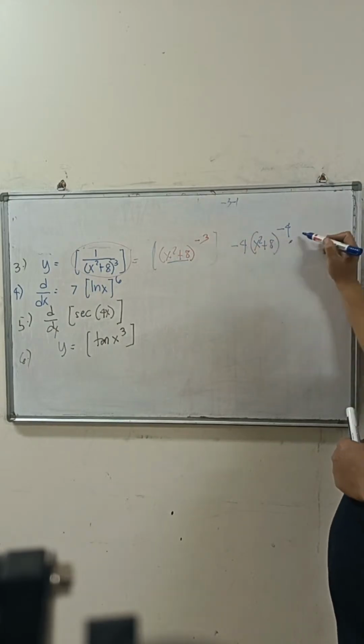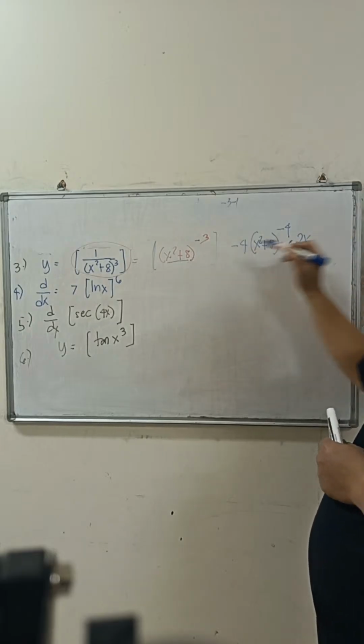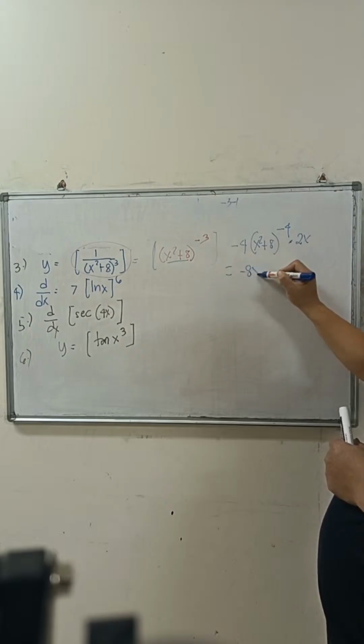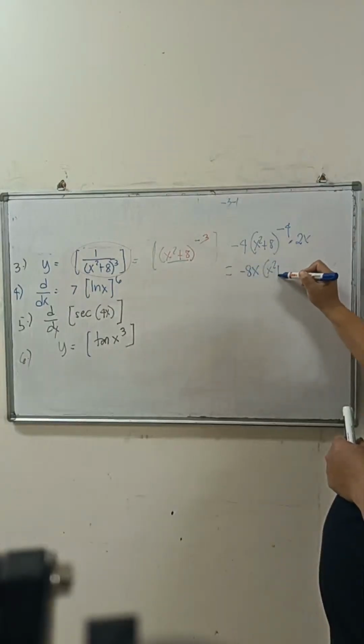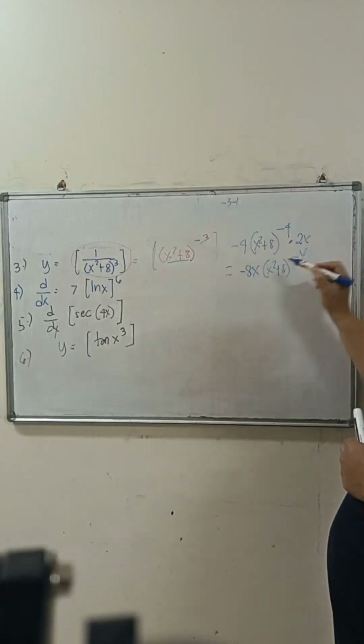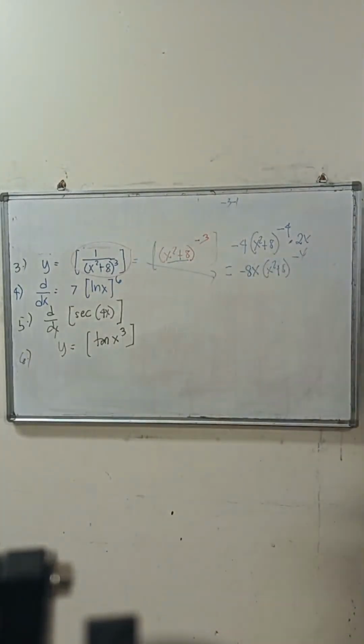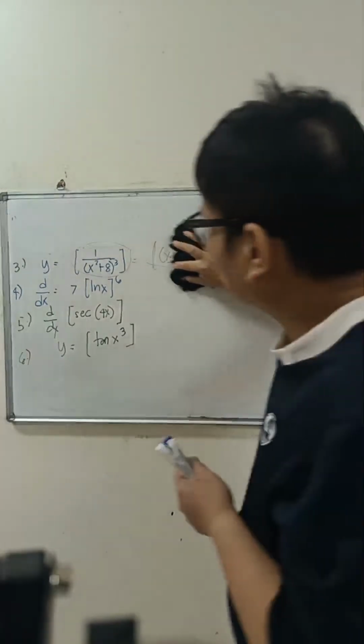Derivative of x squared is 2x. Derivative of 8 is 0. So, therefore, this is negative 8x times (x squared plus 8) to the negative 4. So this is the differential of this number 3. Okay, get the point? Any question so far? So direct, right? Direct, yes.